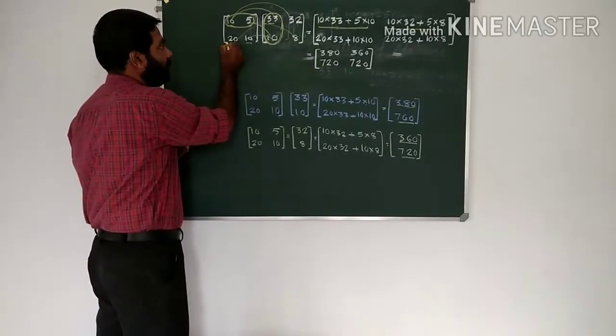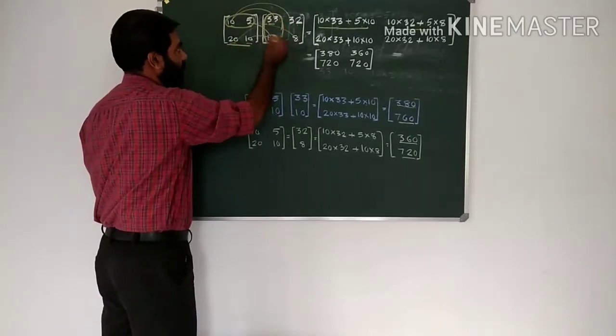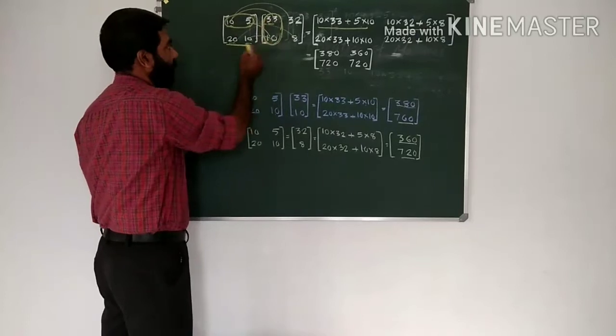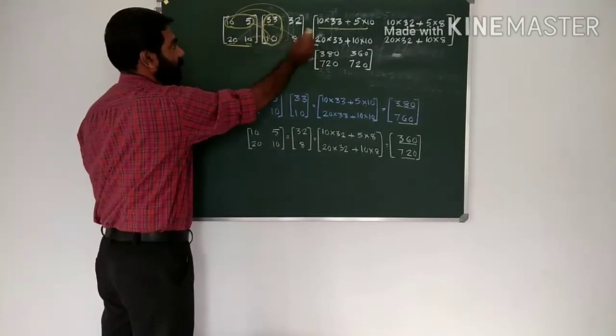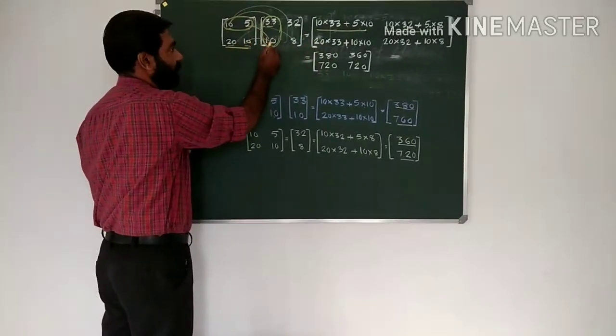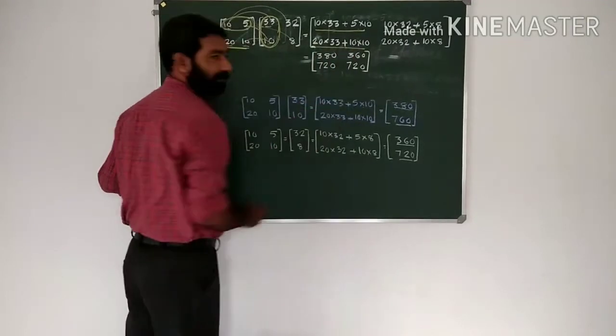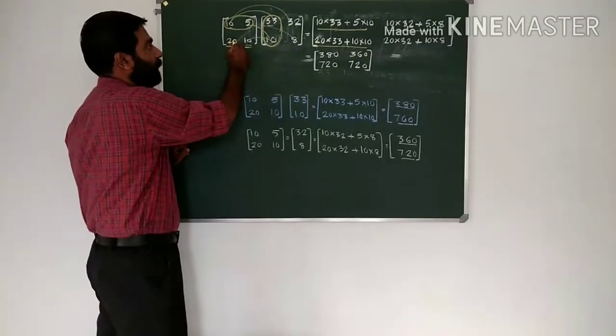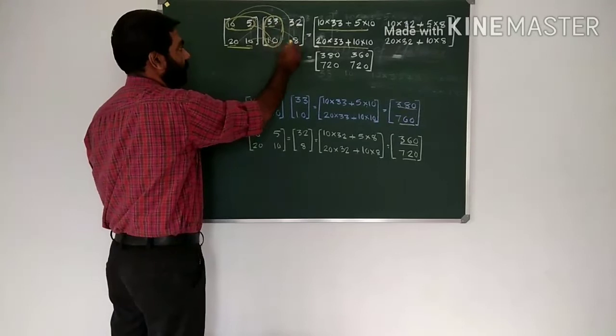Then we multiply the second row with the first column: 20 into 33 plus 10 into 10, this element. Then 20 into 32 plus 10 into 8.